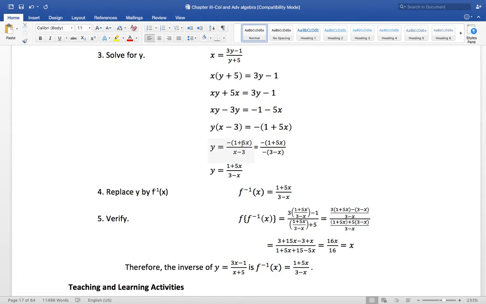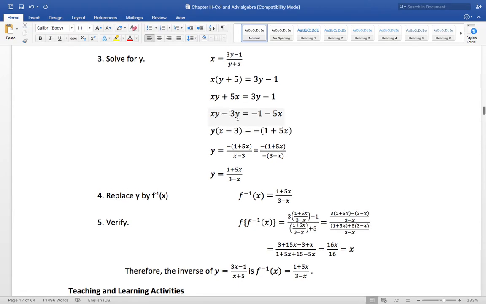Okay, now, the next thing that you're going to do after grouping similar terms, we can factor out y. Since we have y here and we also have y, you can factor out y. So if you factor out y, this will be y times, what is left here is x and negative 3. So you will have y times the quantity x minus 3.